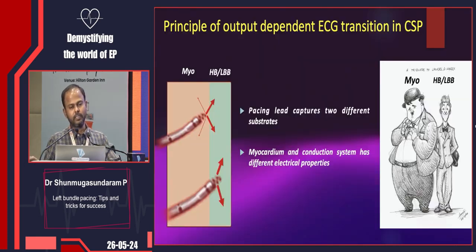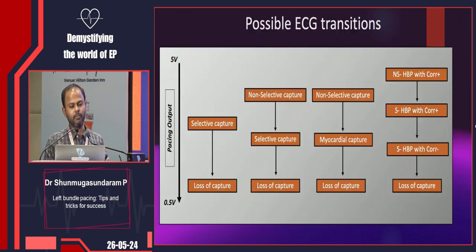Output dependent ECG transition. In the previous sessions I was talking about the output dependent ECG transition in conduction system pacing. The principle is that you are capturing 2 different substrates with a single pacing lead. So these 2 different substrates will have a different electrophysiological property in terms of conduction velocity and refractory period. So at one particular output, as you reduce it, there will be a loss of one substrate, so there will be a change in ECG morphology.